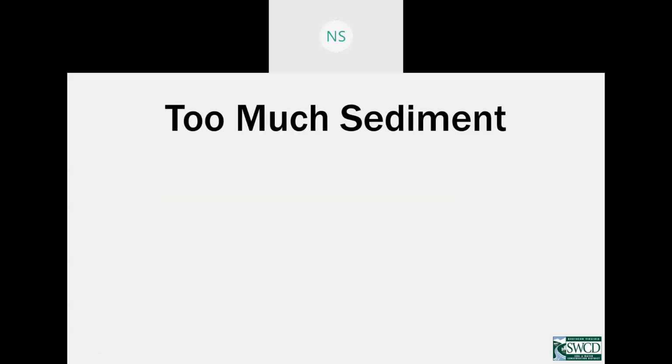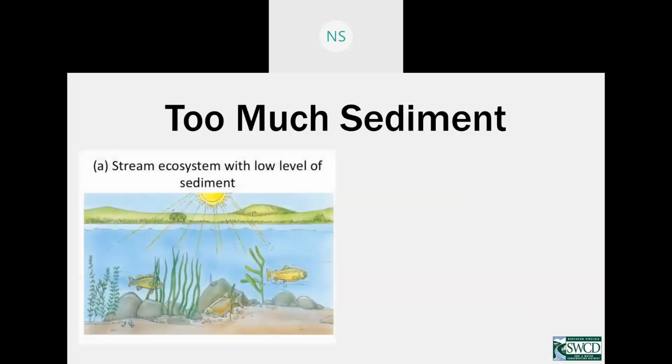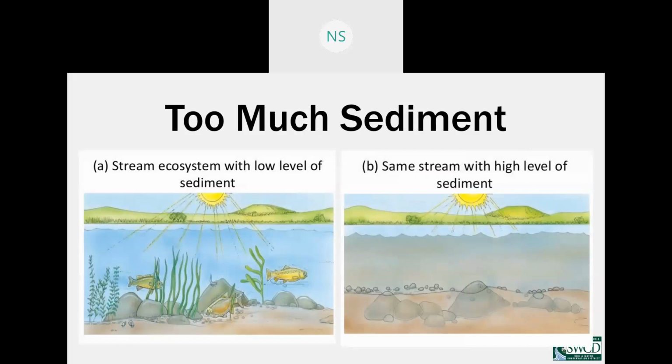If you have too much sediment, you'll see similar changes because it really blocks the habitat that all these organisms use. So on the left, you see a picture with a stream and there's a low level of sediment. It's enough to hold all the plants in place. It's enough to have nooks and crannies in the rocks where the little macroinvertebrates, or tiny aquatic bugs, can go live in there and hide.